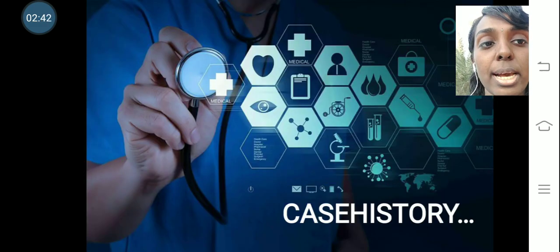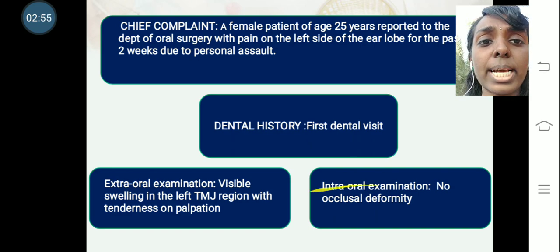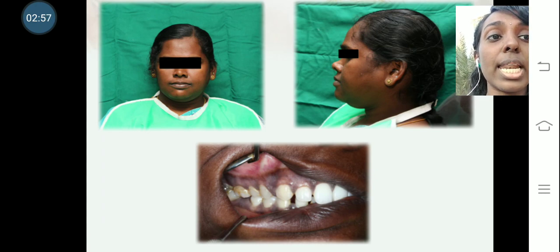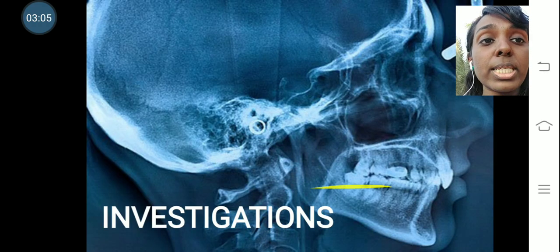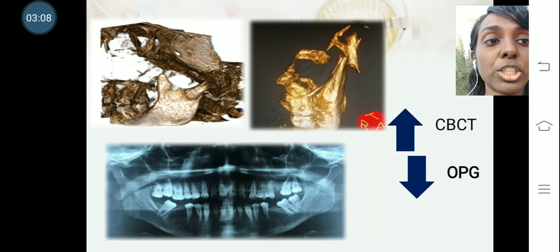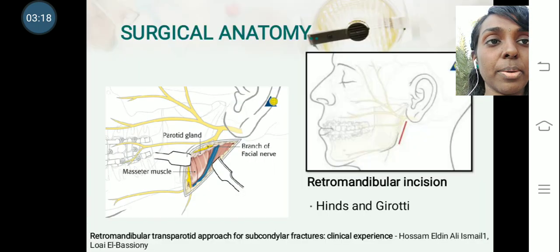I am elaborating with a case history. A 25-year-old female patient reported to the Department of Oral Surgery with pain on the left side of the earlobe for the past 2 weeks due to personal assault. This is her first dental visit. On extraoral examination, there is a visible swelling in the left TMJ region with tenderness on palpation. On intraoral examination, there is no occlusal deformity. Investigations through CBCT with 3D reconstruction and OPG reveal lateral displacement of the left subcondylar region, which is unilateral. We should know the basics before going into the surgical technique.